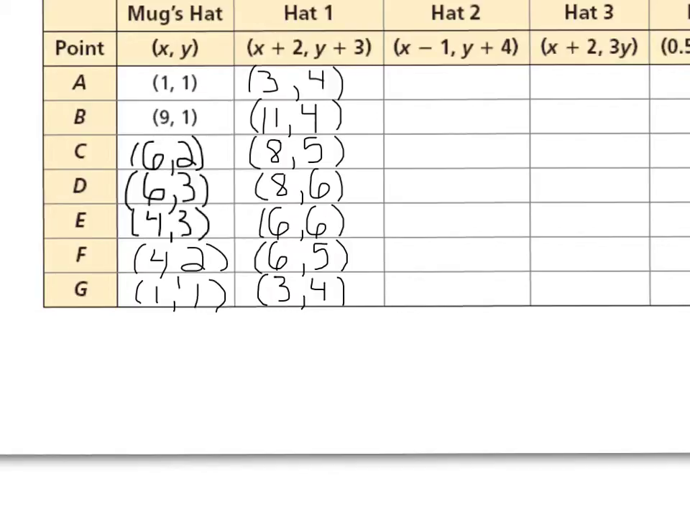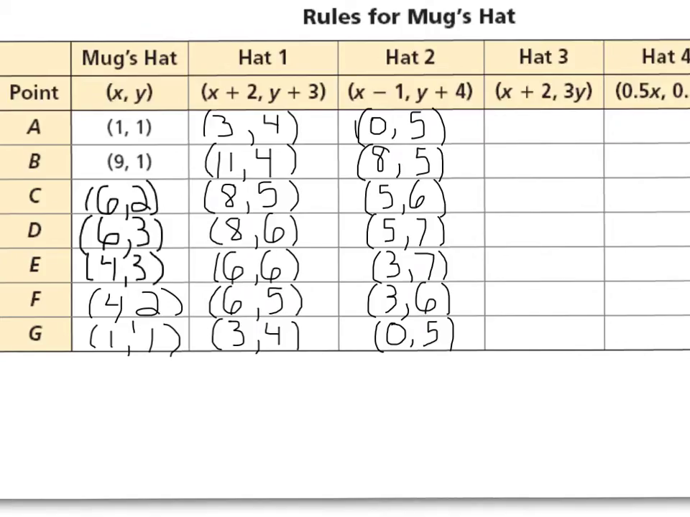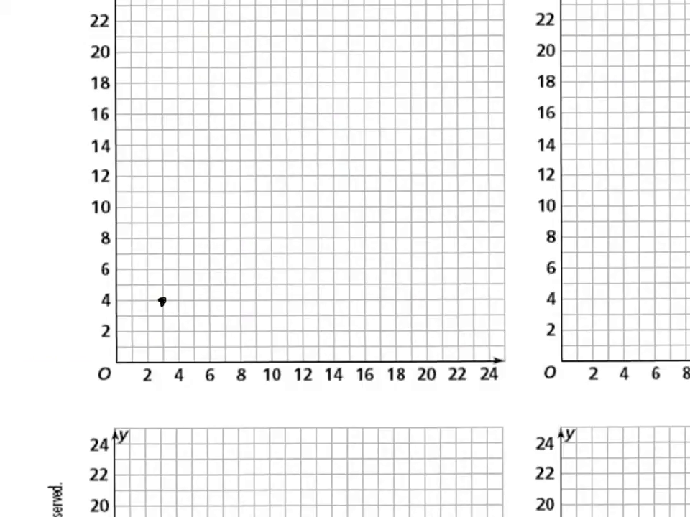Okay, these are the rest of the points for hat 1. So I'll pause it here so you can take a look at it to see if you got the same thing. Okay, here are all the coordinates for hat 2. Please take a look and see if you got that correct. So for the ordered pair 3, 4, this is where the point would be. Right here. Over 3, up 4.